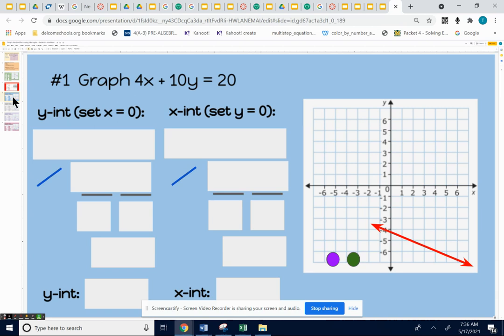If I wanted to graph 4 times x plus 10 times y equals 20, and I wanted to do it a quick way, I could put 0 in for x to find the y-intercept. I could put 0 in for y to find the x-intercept. Okay, let's work through this one. I'm going to set x equal to 0. I'm going to copy down my equation. I'm going to put 0 in for x. I'm going to get 4 times 0, 10 times y equals 20.